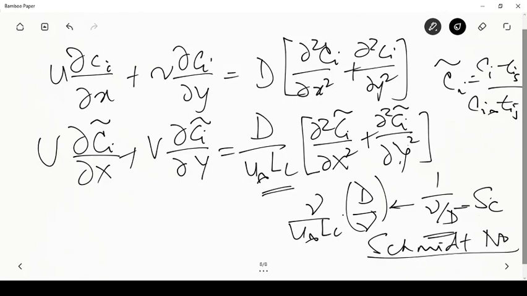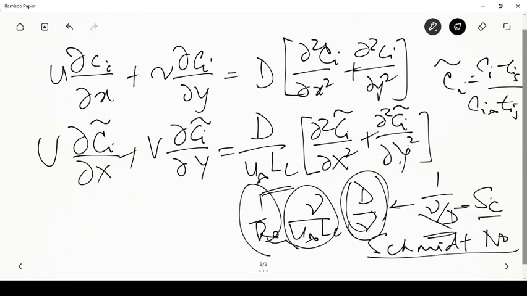Now nu as well as D have the same units, meter square per second, and therefore this is a non-dimensional number, which is the ratio of momentum diffusivity to mass diffusivity. Just like you had momentum diffusivity to thermal diffusivity, you have momentum diffusivity to mass diffusivity ratio here. So this is the Schmidt number. So this becomes 1 over Re, and this becomes 1 over Sc. So you have a 1 over ReSc that will come in this place. So I can remove this and write 1 over ReSc.